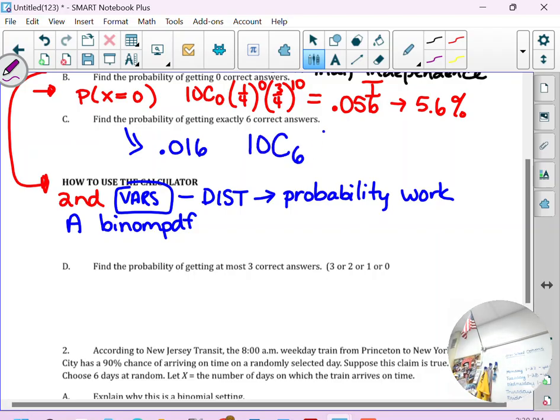I could do it this way. If you're like, I don't like that, Mrs. Willenbrock, can I just not use the formula? Absolutely you can. There it is. 10C6. 1/4 to the 6th, 3/4 to the 4th.